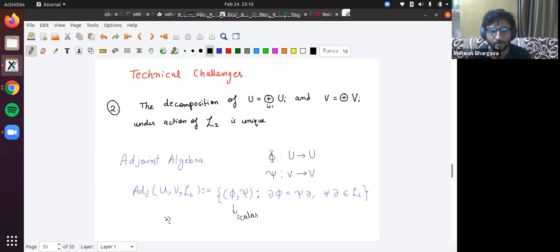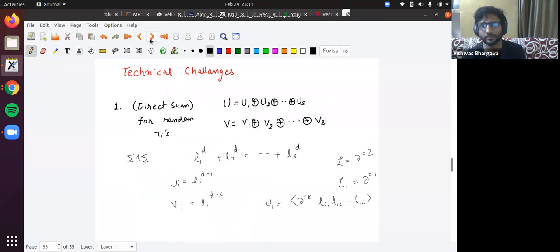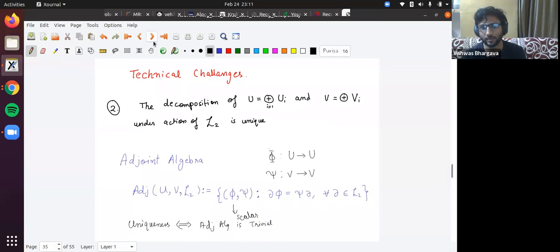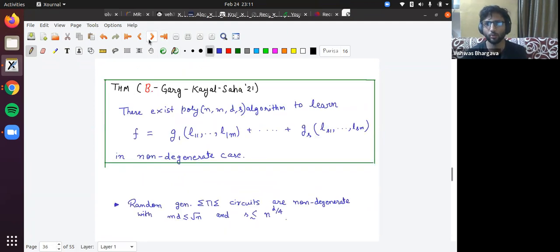So let me just make the main point that uniqueness boils down to showing that adjoint algebra, this object I defined, is trivial. Anyway, this is the main technical challenge we overcome. Basically these two things, the direct sum structure and adjoint algebra being trivial, are the two main obstacles. And as soon as you overcome them, you can basically get your learning result.